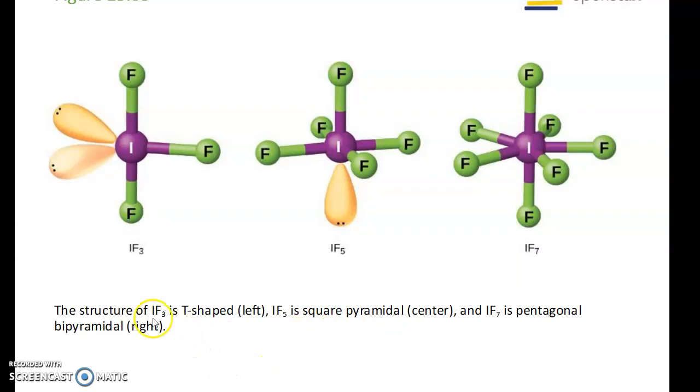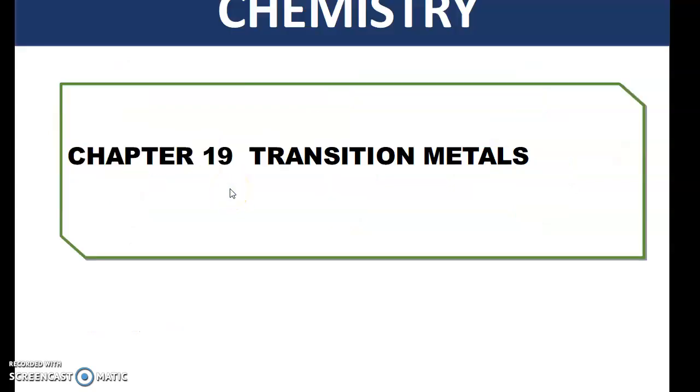This is IF3, and it has this type of structure. Then you have IF5, and then IF7 right here. This shows the different possible structures you can have once you get to the lower level of the iodine materials. We're going to go on now to the transition metals.